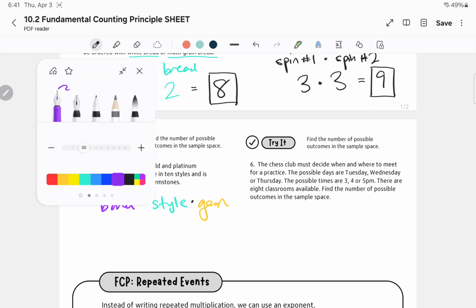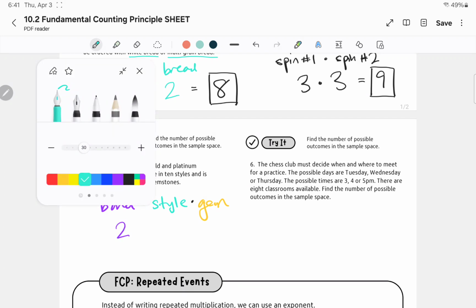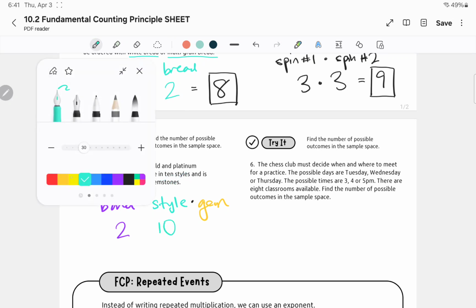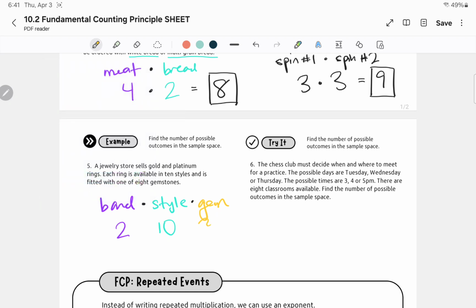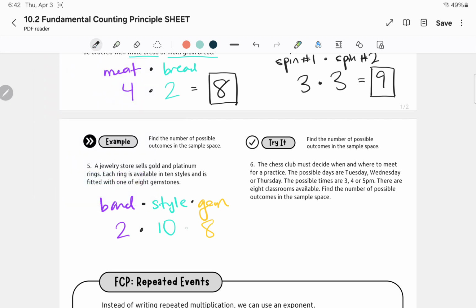So how many different band choices do we have? Gold and platinum, that's 2. How many different styles do we have? It says each ring is available in 10. So that's 10 styles. And then we have the gemstones, which would be 8. Okay. And we're multiplying all of that together. So 2 times 10 times 8 is equal to.